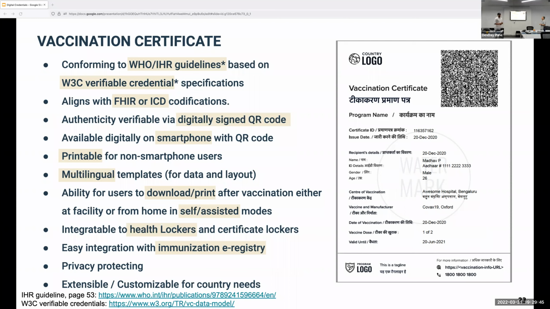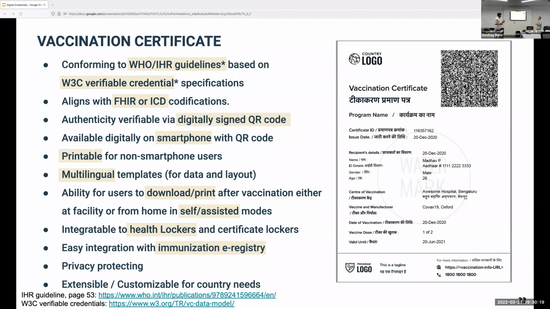The certificate should also be digitally available so that you can share it across third parties digitally. For non-smartphone users, we also provide a printable format so the certificate can be printed and used. The certificate also needs to be multilingual. In India we have people speaking different languages, so the certificate should be printed in different languages too. The system should be able to support that feature.